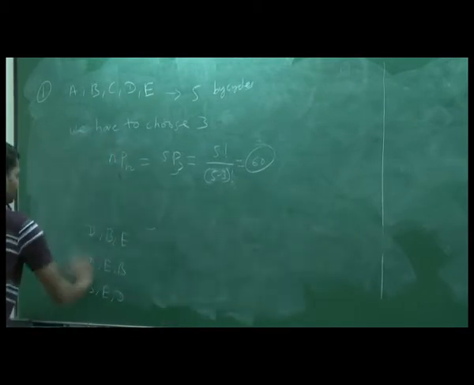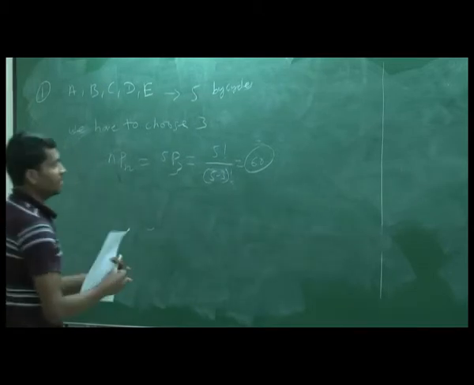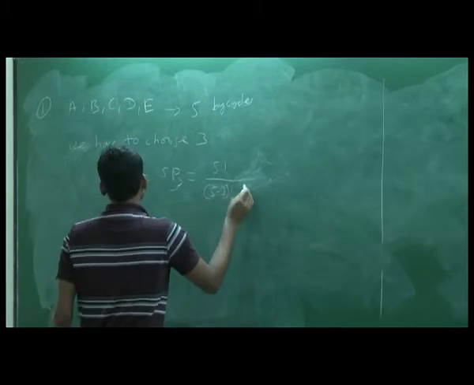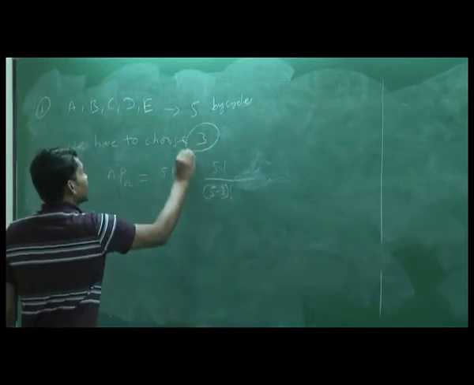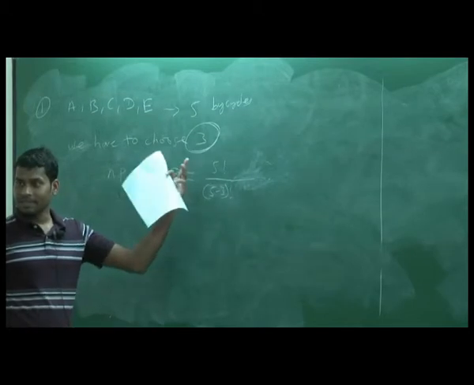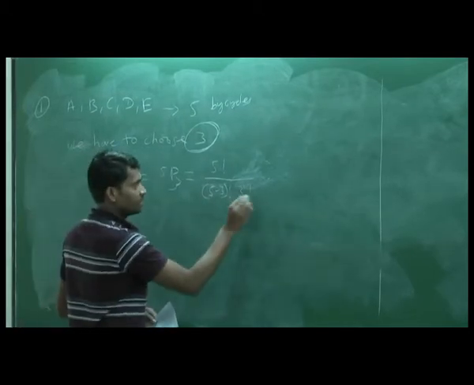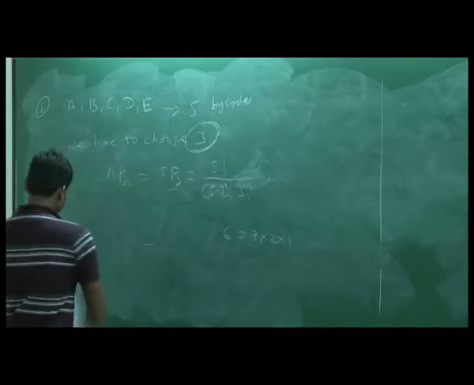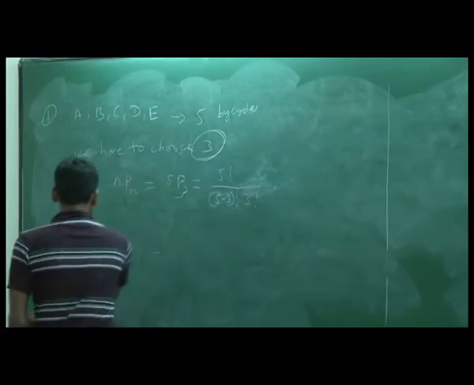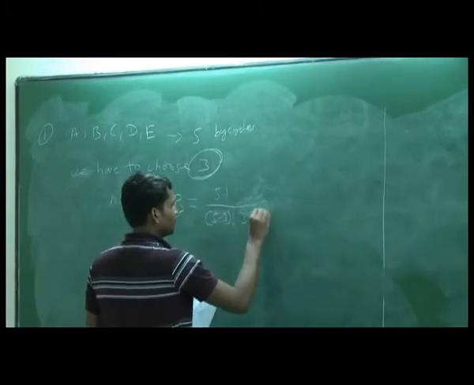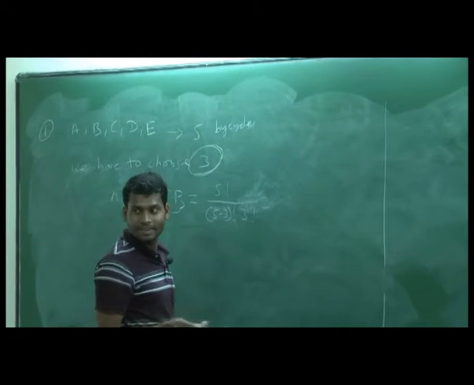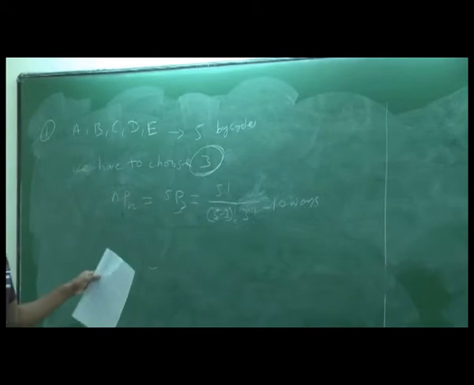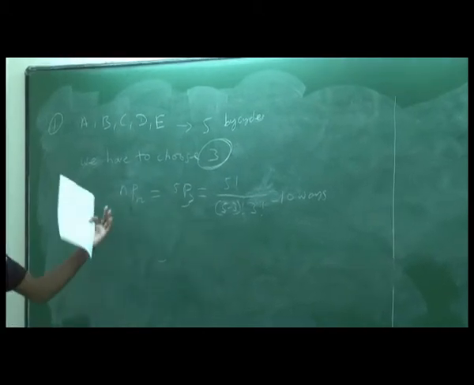So what will be? We have to divide 5C3 by 6, or what is that? 3 factorial. How many ways are we choosing? That factorial, because 6 was what? 3 into 2 into 1. So how many ways now? 10. 10 ways. Okay. So we got the answer.